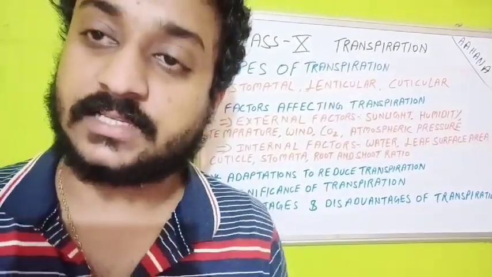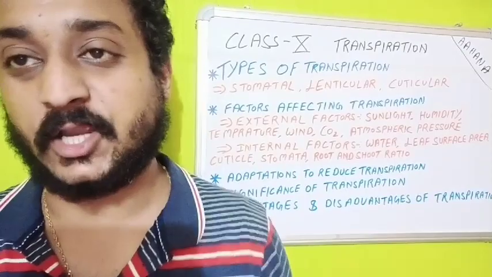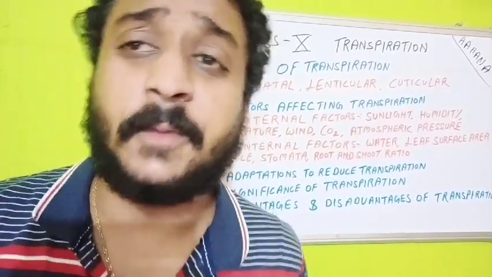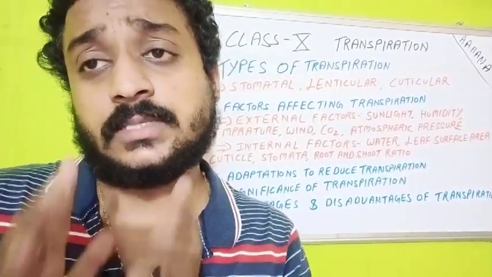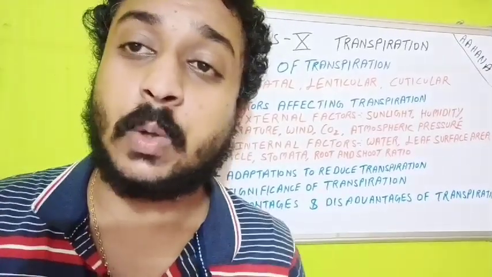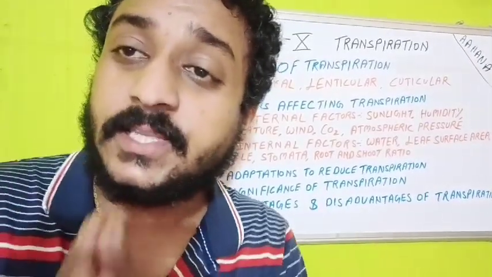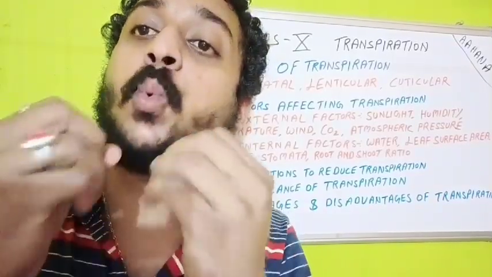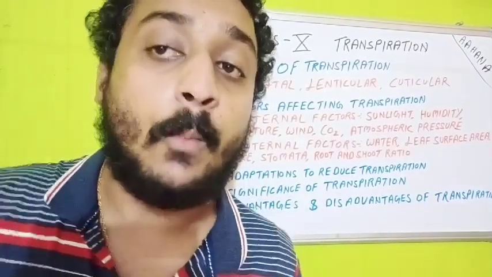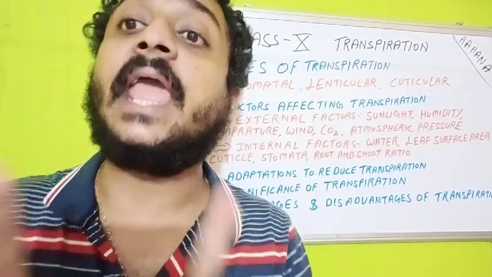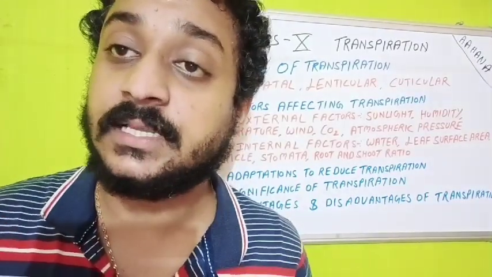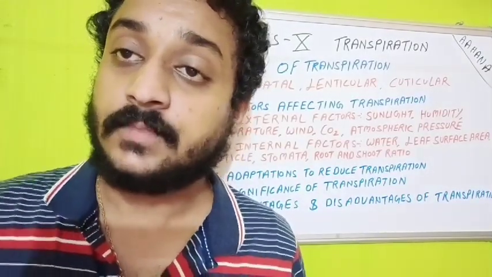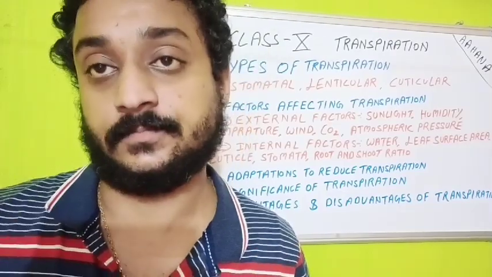This class is for class 10th, a new chapter, that is transpiration. So, what is transpiration? Whenever we say the word transpiration, what comes to our mind? Transpiration is defined as a process by which the plant loses water in the form of water vapor through its aerial parts. Aerial parts means stem, leaves, as well as the surface of the leaves.